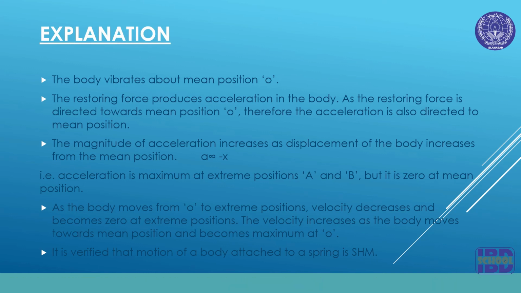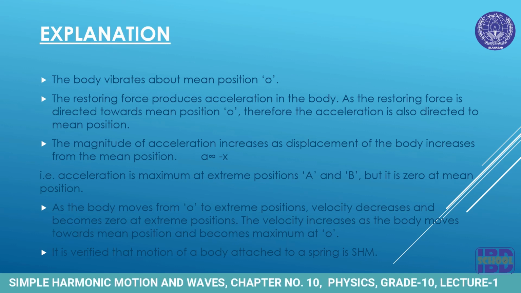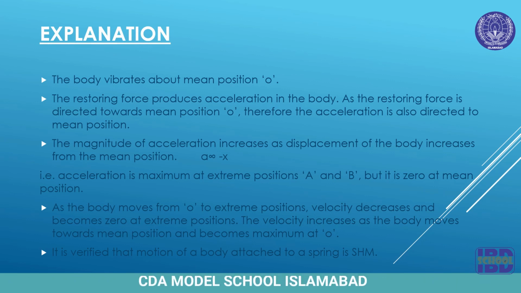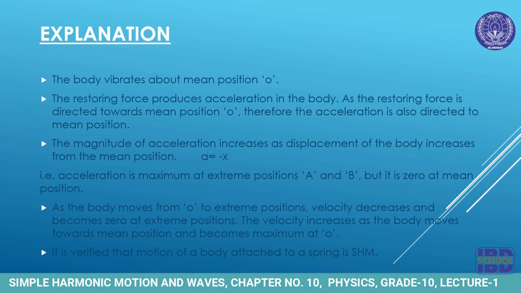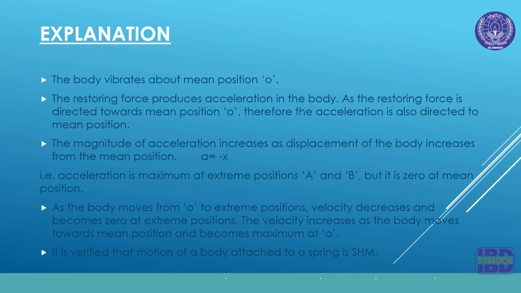And the third point, magnitude of acceleration increases as displacement of the body increases from the mean position. A directly proportional to minus x. If the value of x increases, the value of A would also increase. So the value of acceleration is maximum at extreme positions A and B, but it would be 0 at mean position. This is the third point of simple harmonic motion which is fulfilled here in this example.